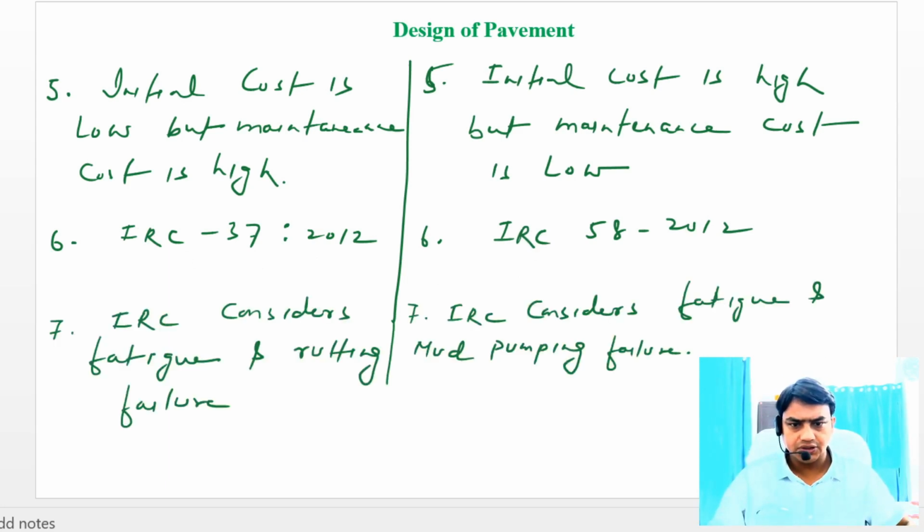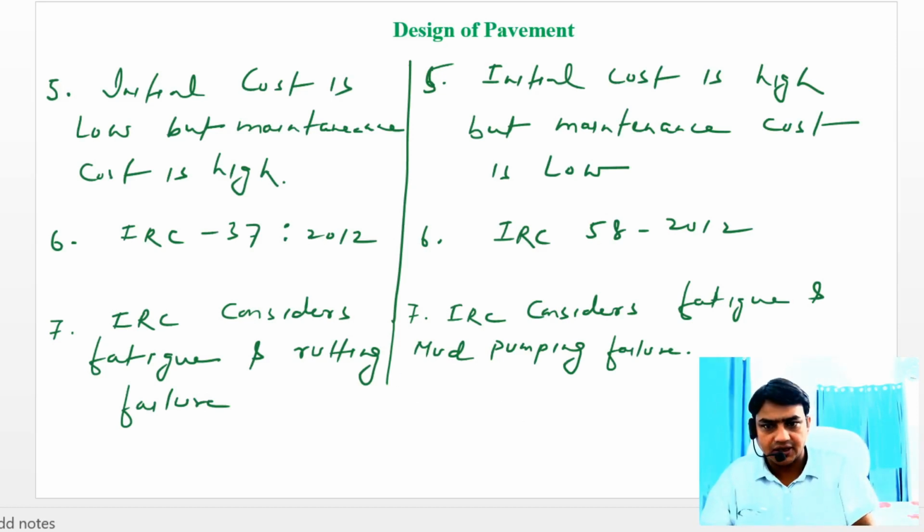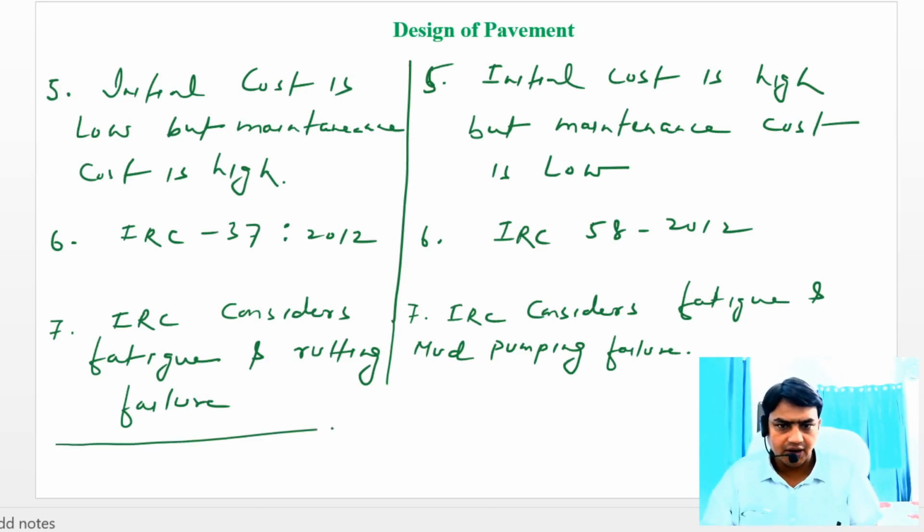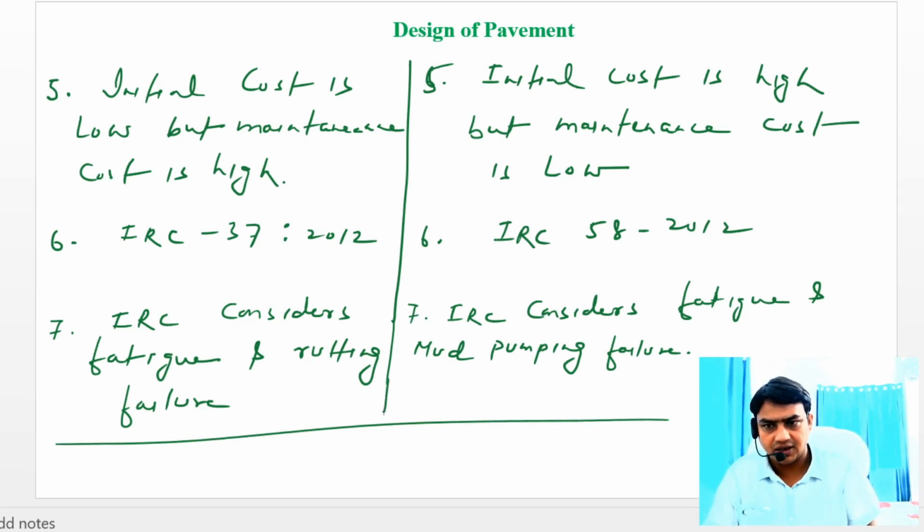There is also a difference in failure types. In flexible pavement, fatigue and rutting failure will occur, and in the rigid pavement, generally mud pumping will occur.